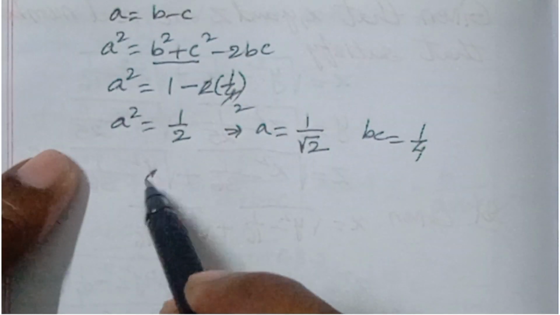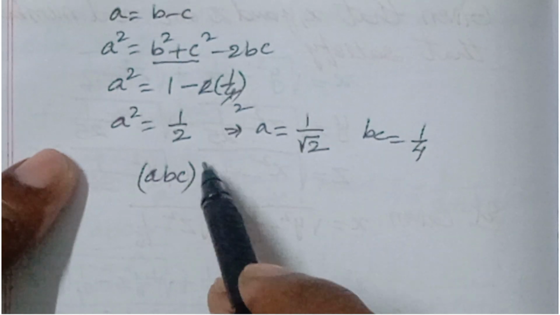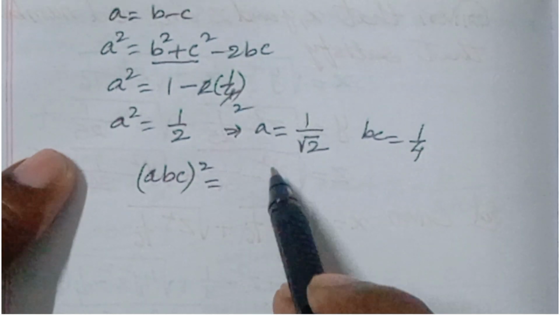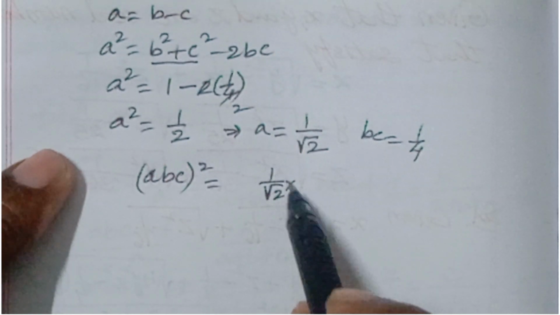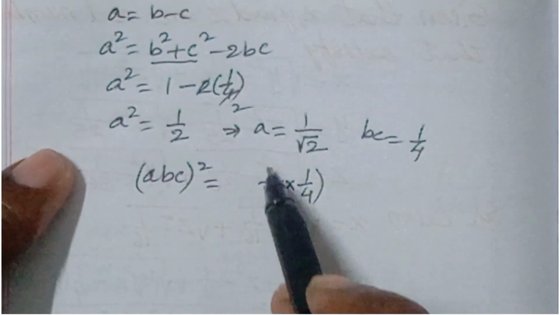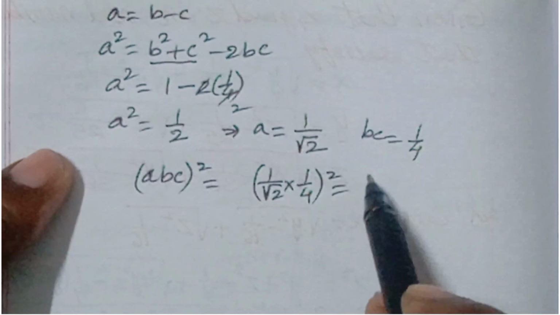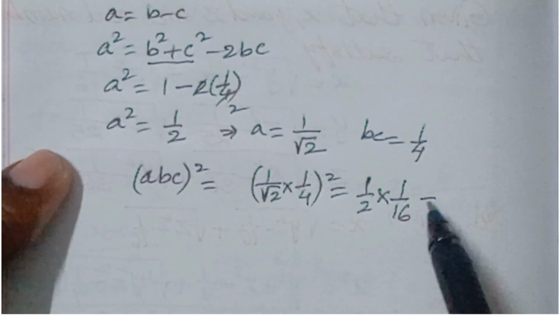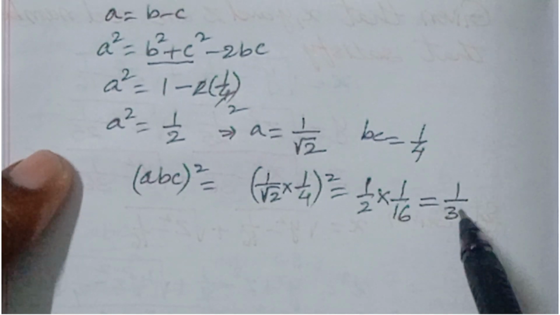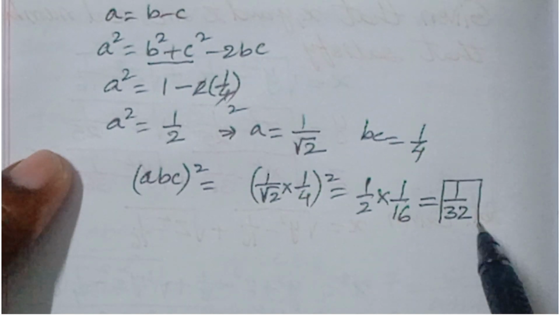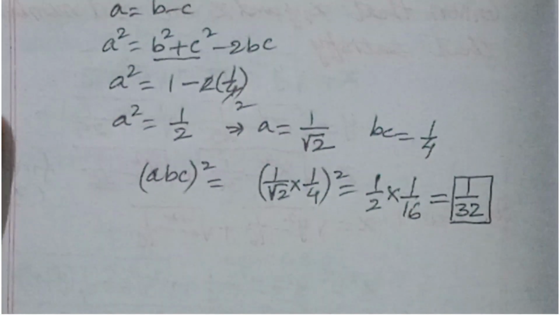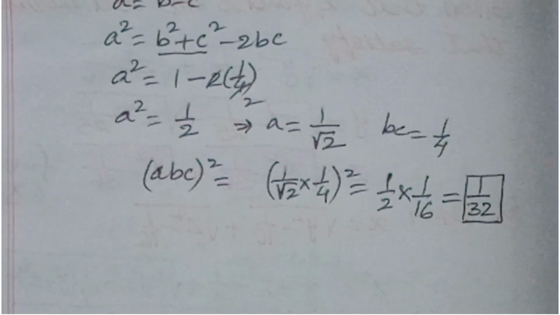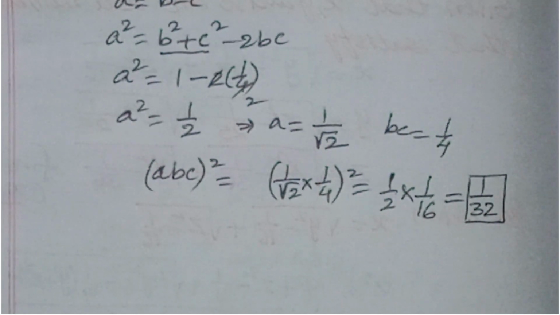Now abc whole square you want. abc whole square means 1 by root 2 into 1 by 4 whole square. That implies 1 by 2 into 1 by 16. That is 1 by 32. That is the answer. So I hope you understood the problem.